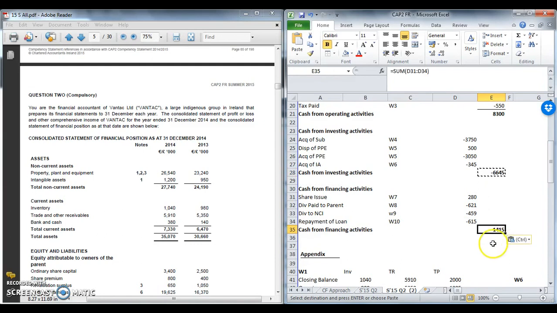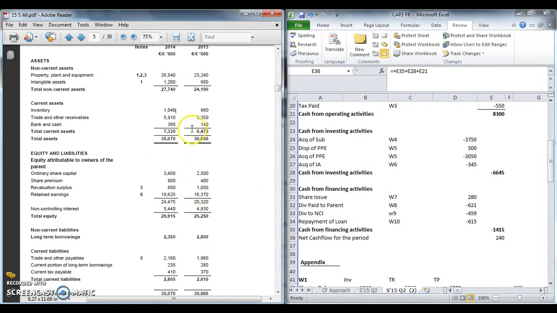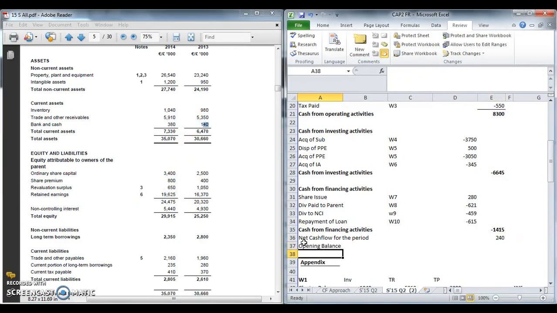So overall then, if we bring all these together, hopefully the net cash flow for the period, so just bring down these 1 or 2, is from financing activities, from investing activities, plus from operating. And it equals 240, so happy days. We know that that's the right answer because we know that 140, which is the opening balance, closing balance, so this is 140, and this plus this equals 380, which we know is the 380 up here.